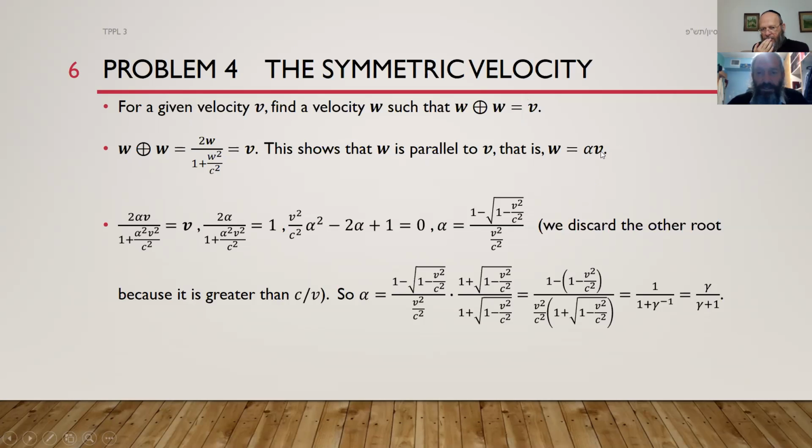Let w be alpha v. Plug in alpha v for w everywhere here. And you do the algebra and you get a quadratic in alpha. This is one root. The other root would make w faster than the speed of light, so we discard that one. This is our alpha. We simplify it down to gamma over gamma plus 1. So we have an explicit way of going from a given velocity to the corresponding symmetric velocity.